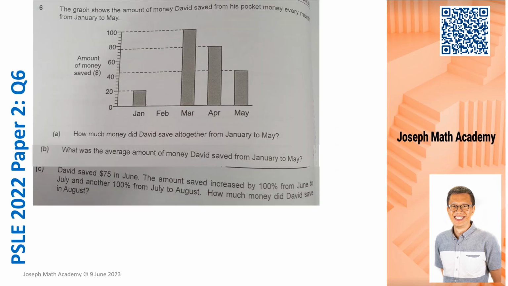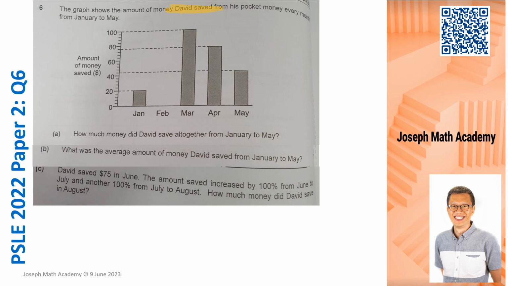This is the question for today. It's question 6 from the year 2022. It is a vertical bar graph question. Again, we have to interpret the bar graph by reading the value carefully against the y-axis, the vertical axis. Now, the bar graph shows the amount of money saved by David.